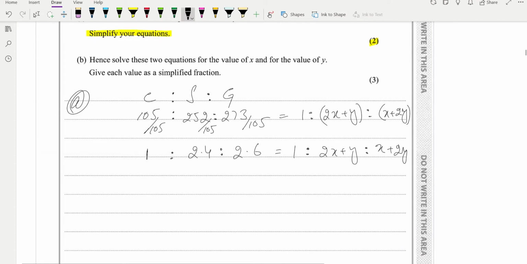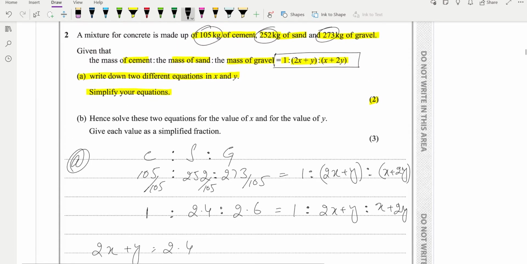We can say 2x plus y is equal to 2.4. So our equation will be 2x plus y is equal to 2.4. This will be our one equation, and the second equation we can write: x plus 2y is equal to 2.6. These are the required two equations which they mentioned in part 1: write down two different equations in x and y.